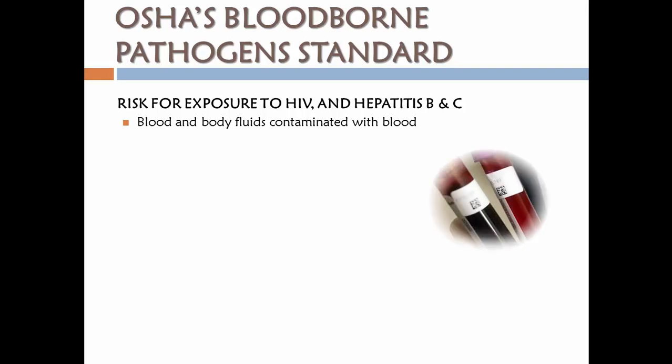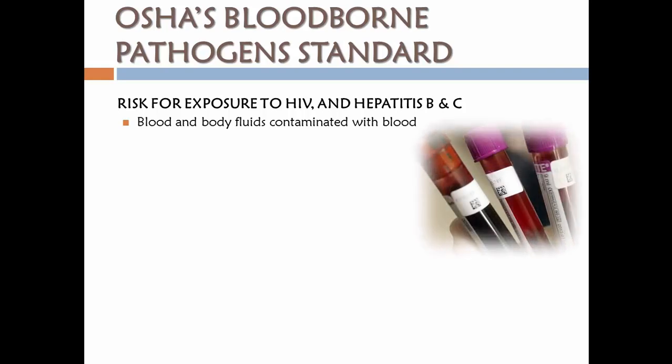OSHA's bloodborne pathogen standard recognizes that blood and body fluids contaminated with blood present risk for exposure to HIV, hepatitis B, and hepatitis C. But blood is not the only consideration. Other potentially infectious materials present risk for acquiring these infections.